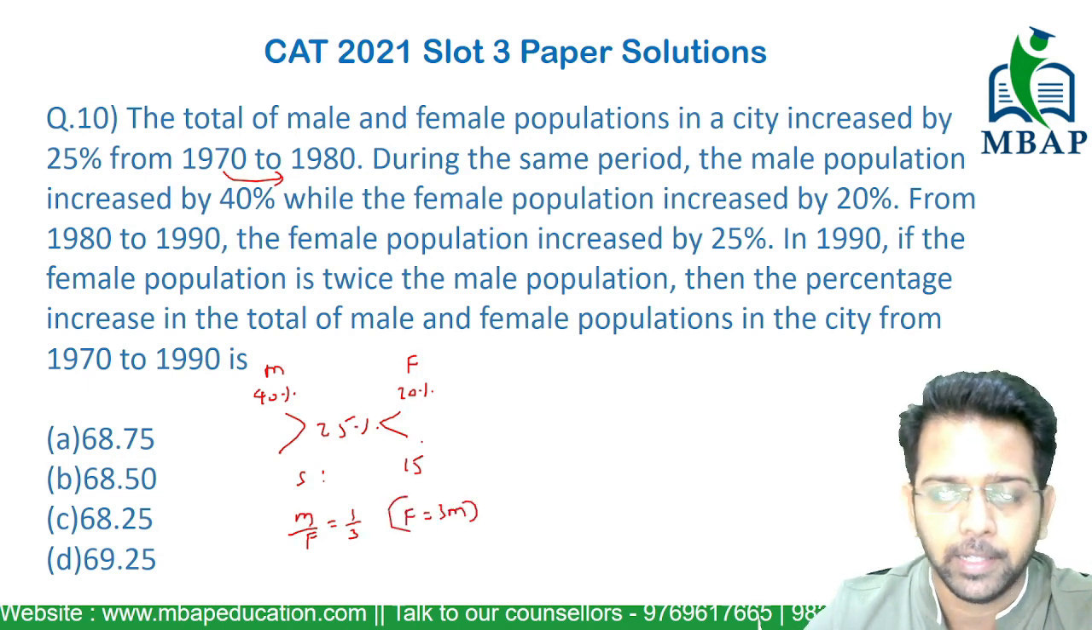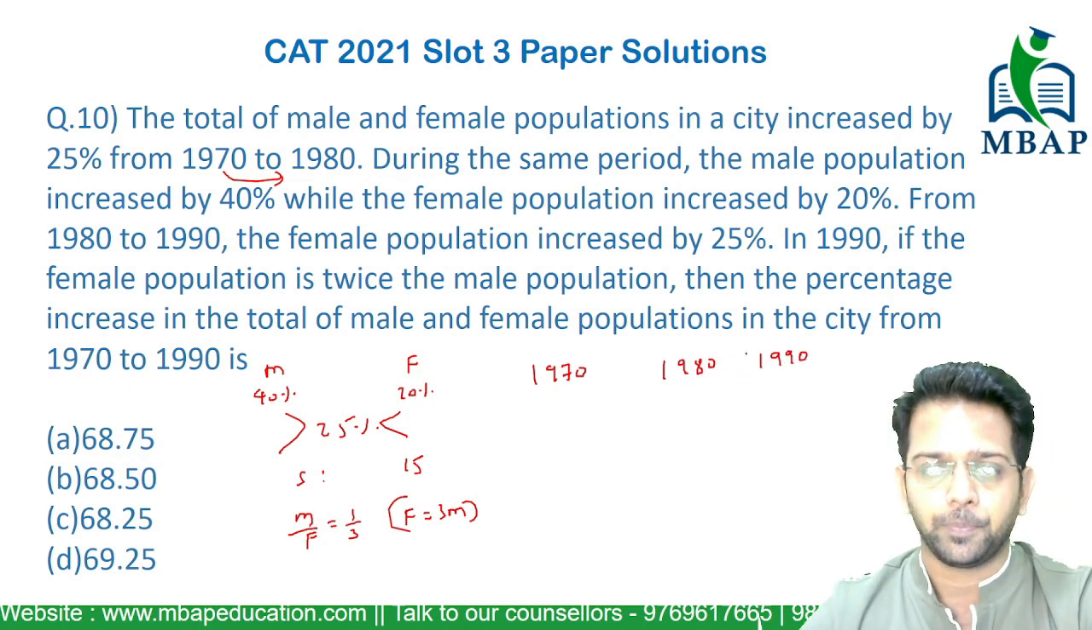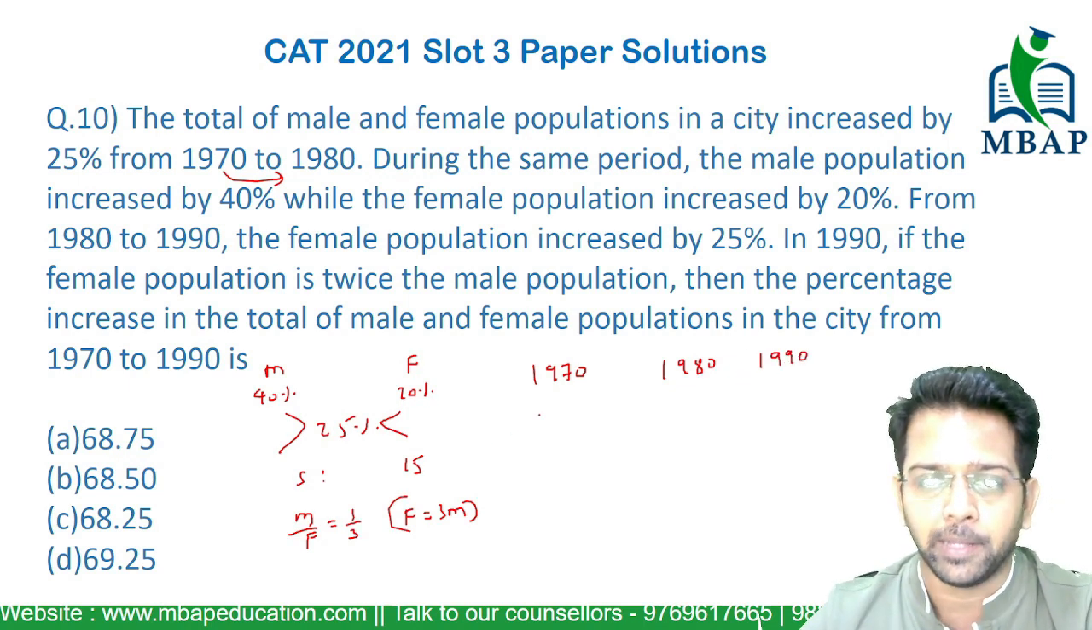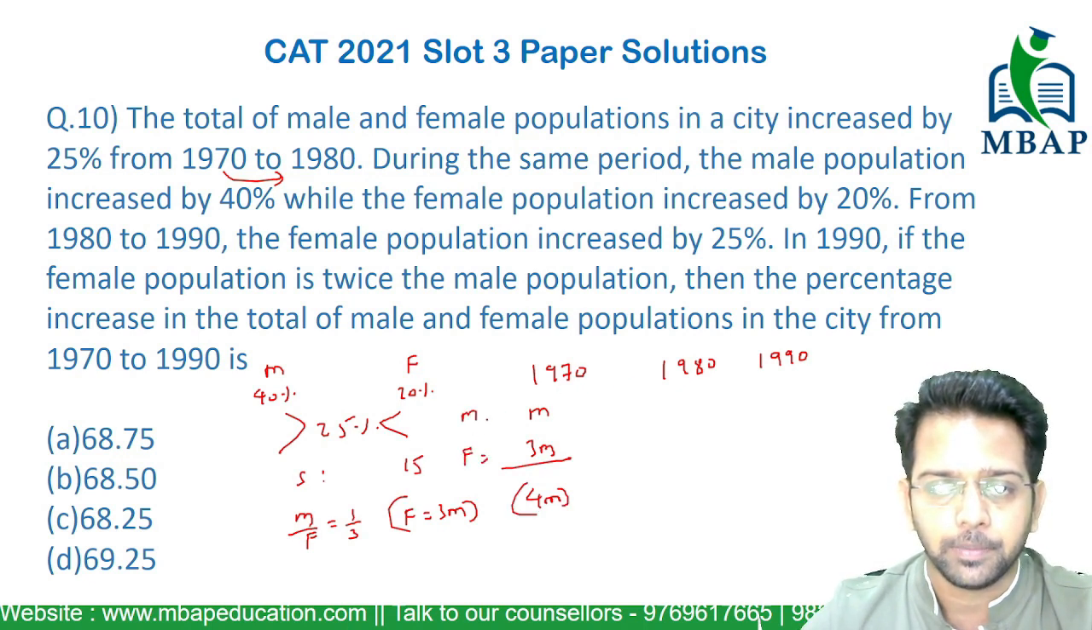Let's check what is happening in 1970. Let's check what is happening in 1980. Let's check what is happening in 1990 now. I want the total number of male and female. Male will be M and female will be 3M. So a total of 4M people are there in 1970. This is my male and this is my female.